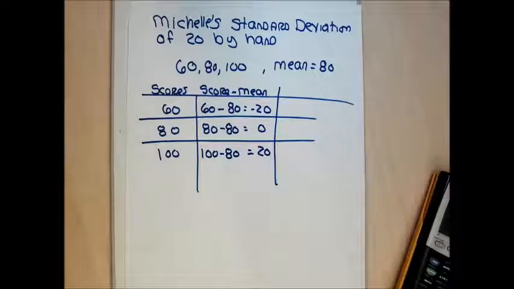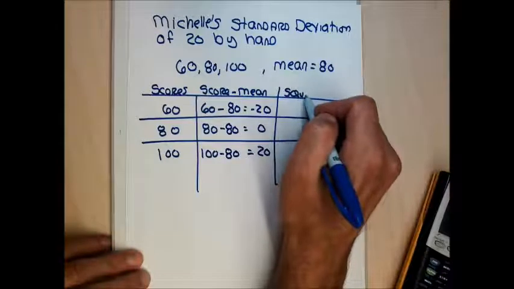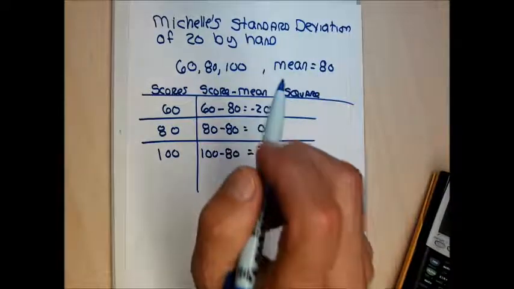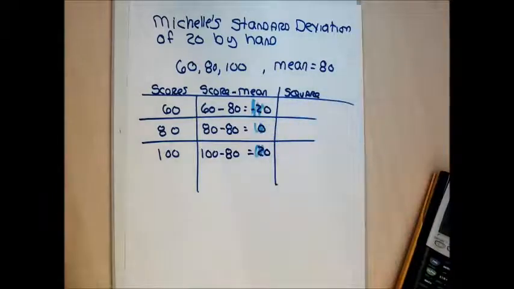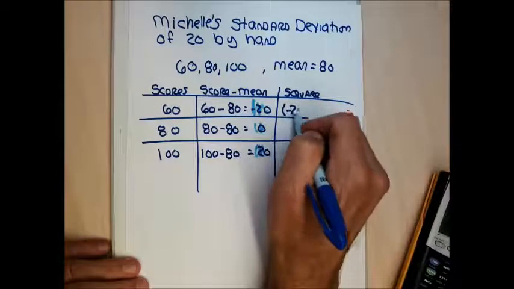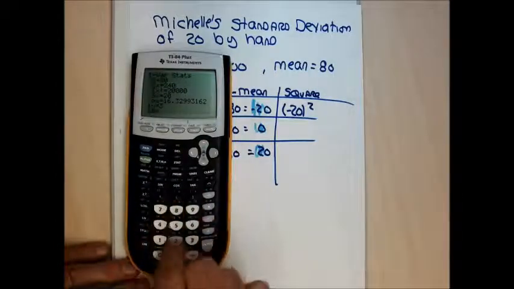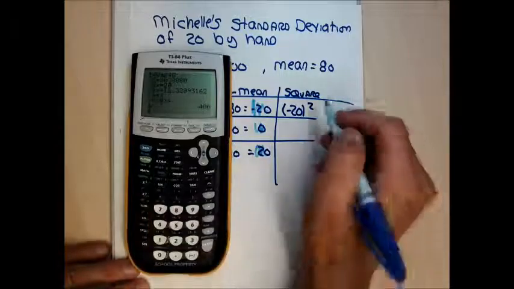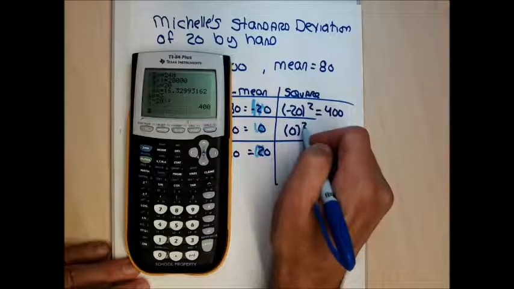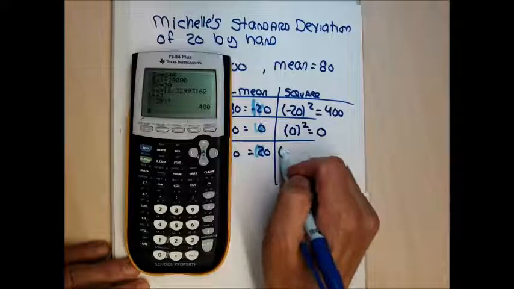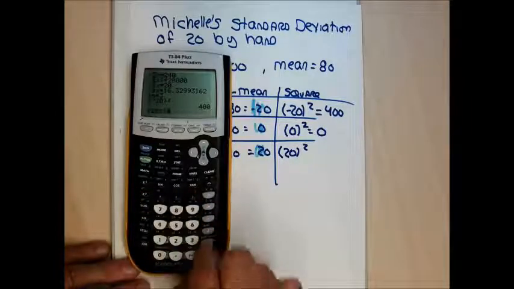The next thing I'm going to do is square these numbers. So I'm going to go negative 20 squared, which is going to be a positive number because when you square any number it becomes positive. Negative 20 squared is positive 400. I'm going to do 0 squared, and I don't need my calculator to know that that's 0. And I'm going to do positive 20 squared. I don't really need my calculator to know that that's 400 either.